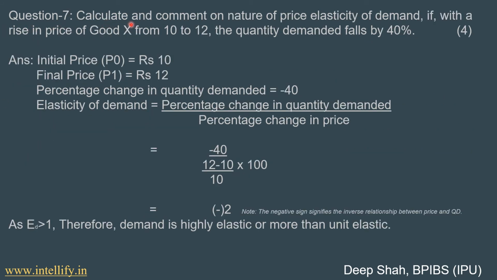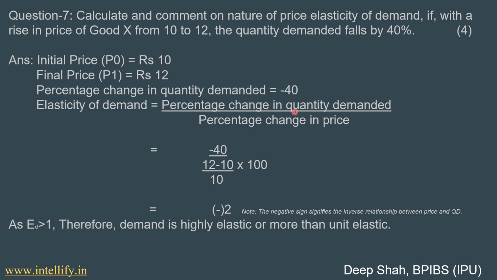Question 7. Calculate and comment on the nature of price elasticity of demand, if with a rise in price of good X from 10 to 12, the quantity demanded falls by 40%. Answer. Initial price P0 is equal to rupees 10. Final price P1 is equal to rupees 12. Percentage change in quantity demanded is 40%. So price elasticity of demand is percentage change in quantity demanded upon percentage change in price.